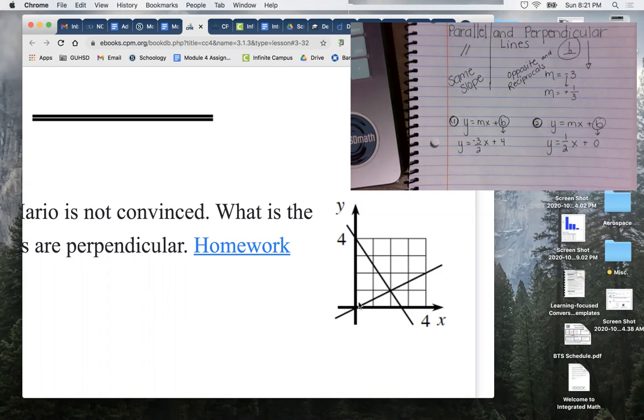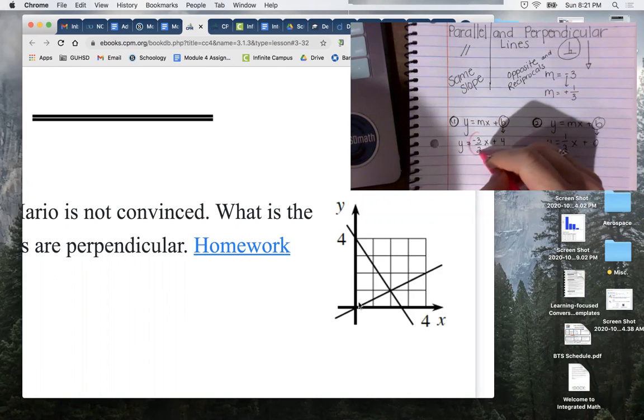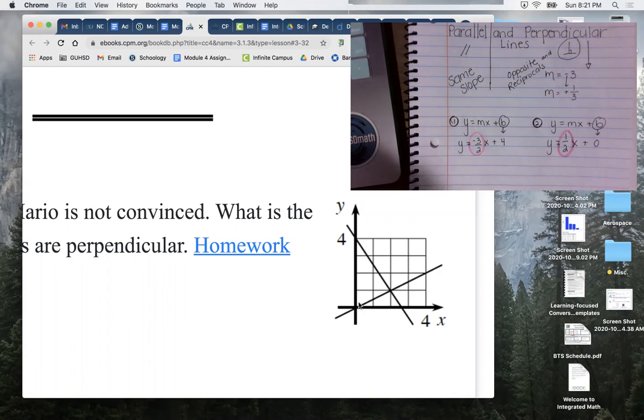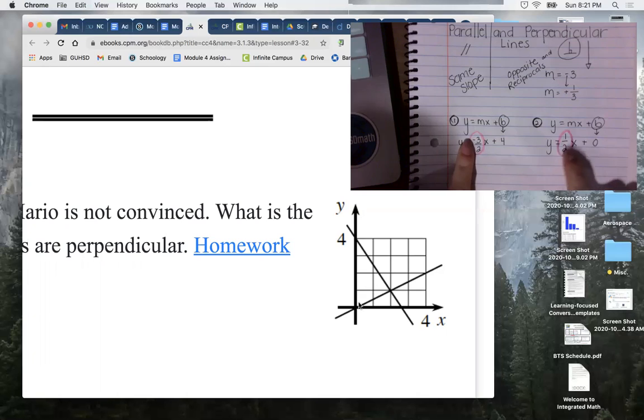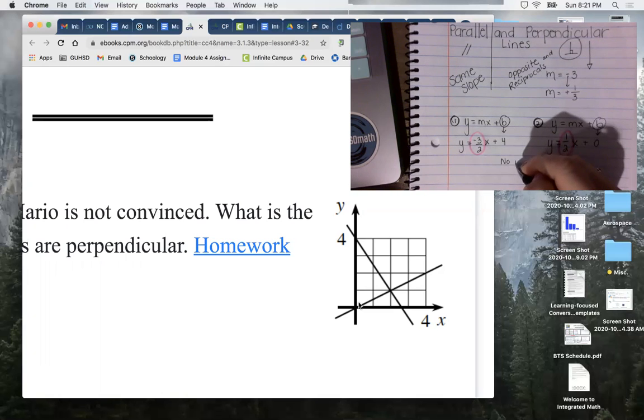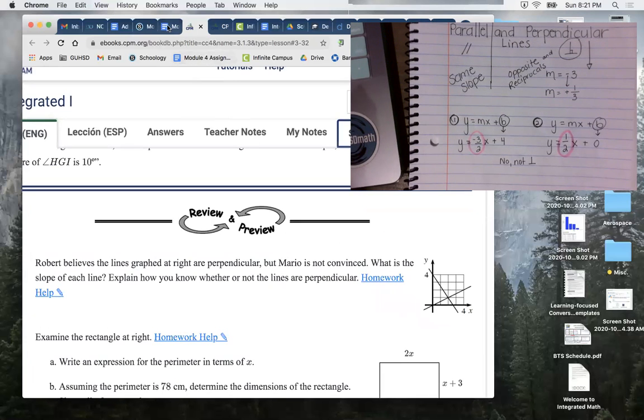So now what we're doing is comparing these two slopes. If they are perpendicular, then these two slopes would be opposite reciprocals. Well, they are opposite. This is negative, this is positive, but you'll notice that they're not reciprocals of each other. The reciprocal of negative 3/2 is 2/3. The reciprocal of 1/2 is 2 over 1. So no, these are not perpendicular. So that's number 1 on your homework assignment for tonight.